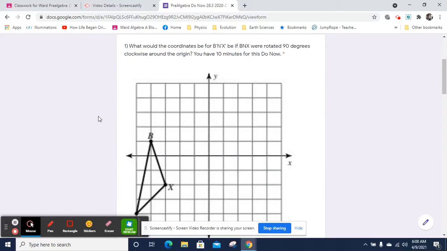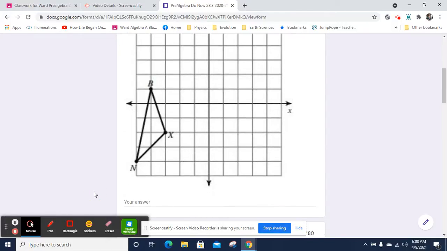So we're looking to figure out what b prime, n prime, x prime would be if we rotated b, n, and x 90 degrees clockwise. So we're going this way. All right, so b is going to end up in quadrant 1, x will end up in quadrant 2, so will n. All right, so let's take a look at that.